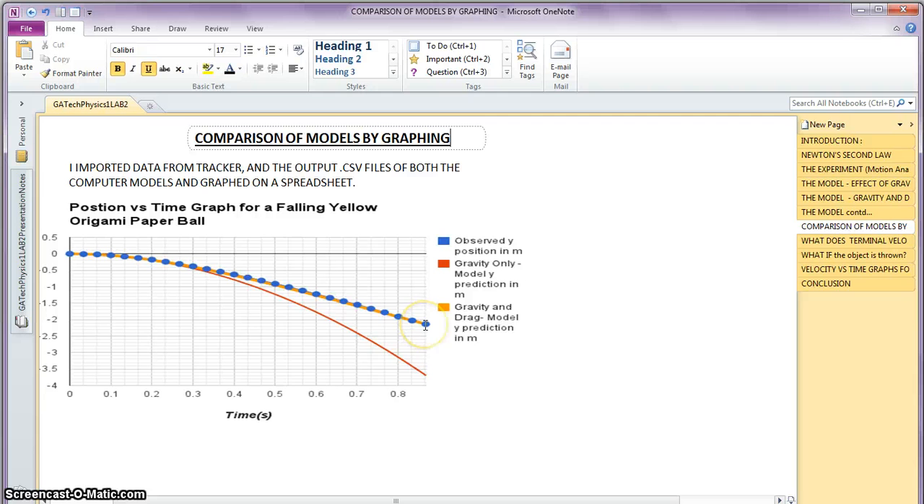The final position of the drag and gravity model is exactly the same as that in the experiment, because we fit the value of the drag coefficient b to our observed position by using an empirical approach by trial and error in the Python program, assigning different values to b until we got the same final position as the experiment.